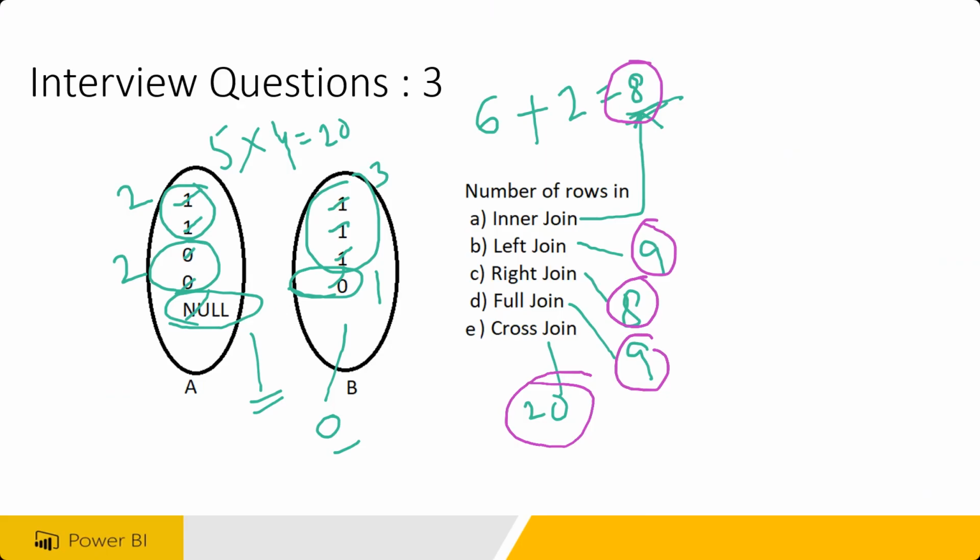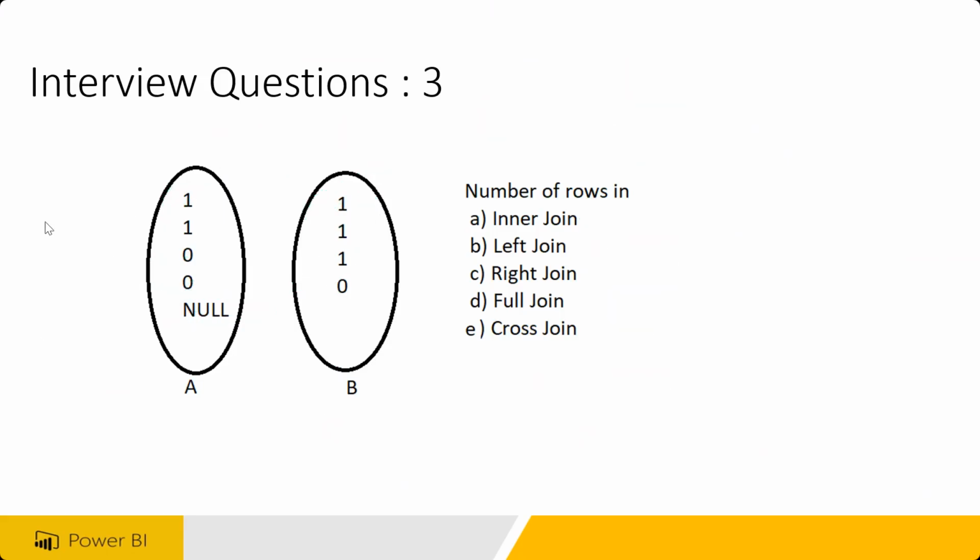As I told you, I have given you the explanation, right? You will be able to get all combinations because cross join does not need to match anything. Even null you need to include in the cross join. Okay, that is the point.